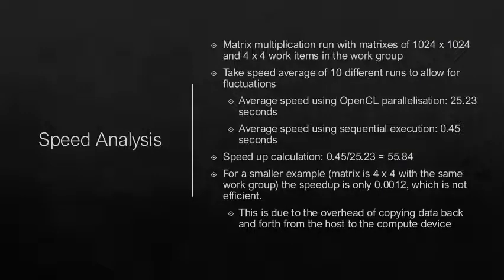A matrix multiplication was performed using 2 matrices of 1024 by 1024 elements with 4 by 4 work items in the work group. This operation was also performed using a best possible sequential algorithm to calculate the speed up. This was run 10 times, and the average time was taken from these operations to use for calculations. The OpenCL runtimes included the time taken to copy the relevant memory from the host to the device and back again. The speedup was calculated to be 55.84, and the time taken to execute using OpenCL was 0.45 seconds compared to 25.23 seconds.